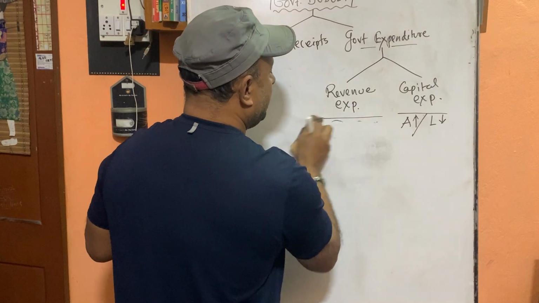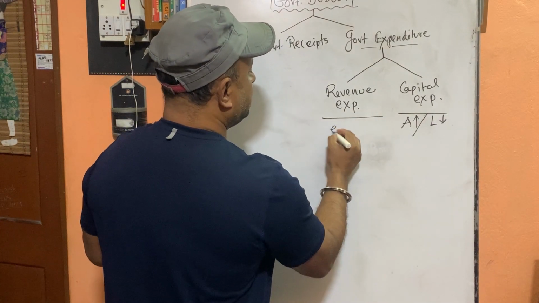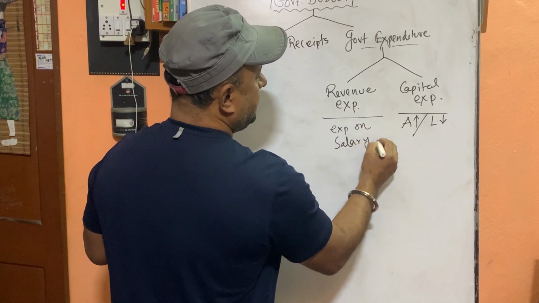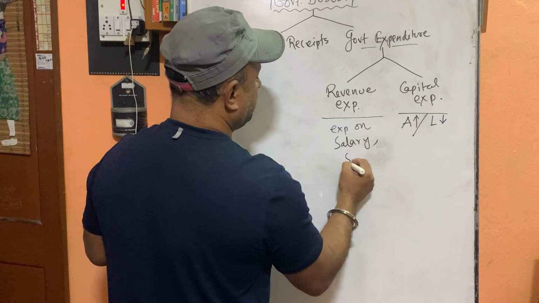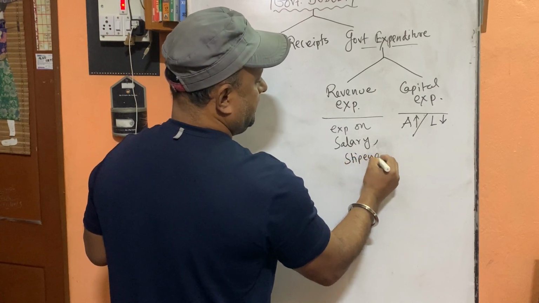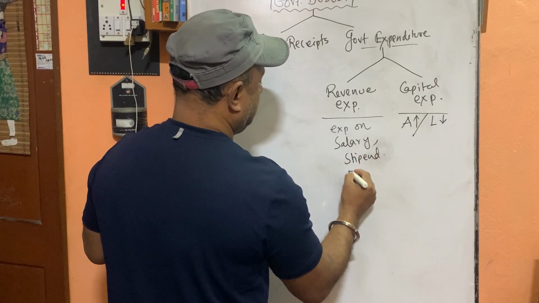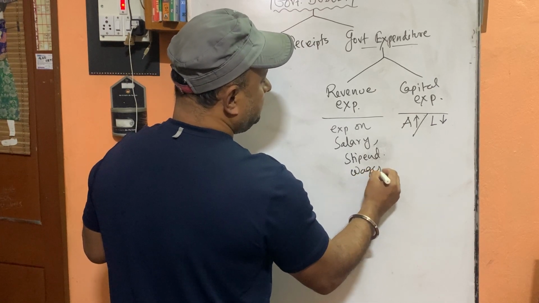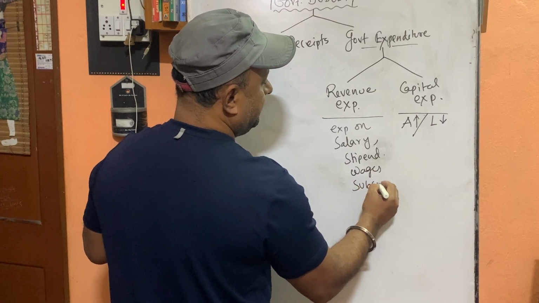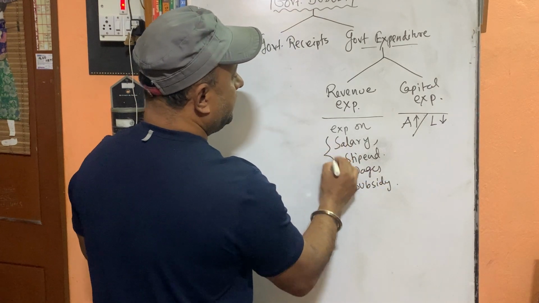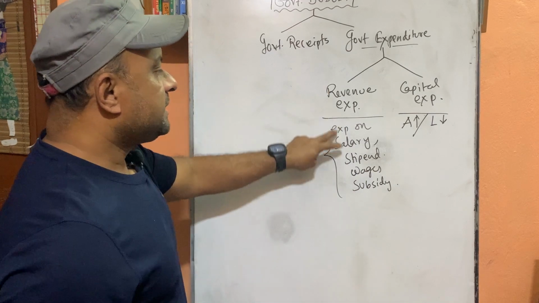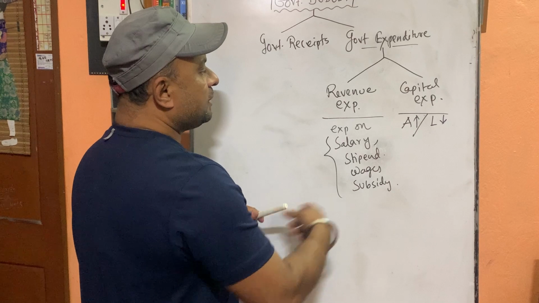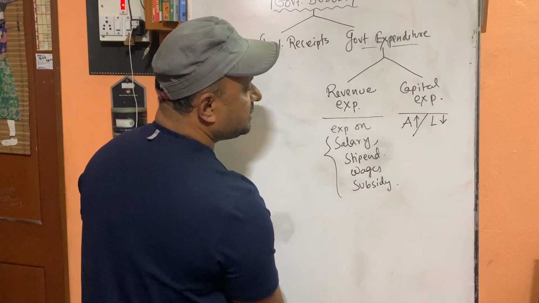For example, revenue expenditure on salary, expenditure on scholarship or stipend, expenditure on wages, expenditure on subsidy. These all are revenue expenditure, because in such expenditure government's asset and liability, nothing is affected, and it is regular expenditure of government, and government is bound to spend the money.